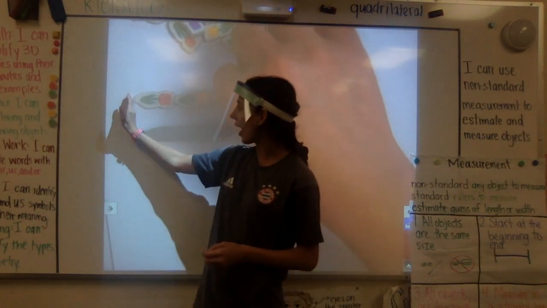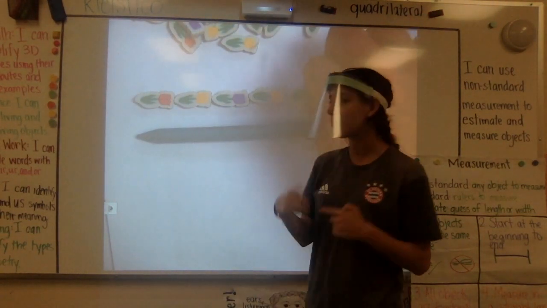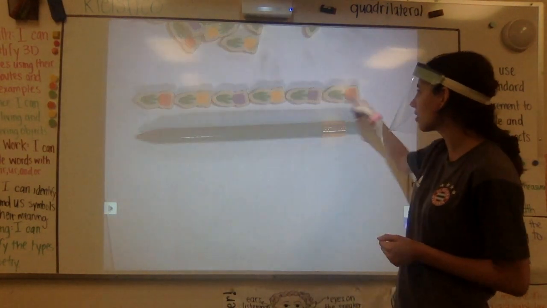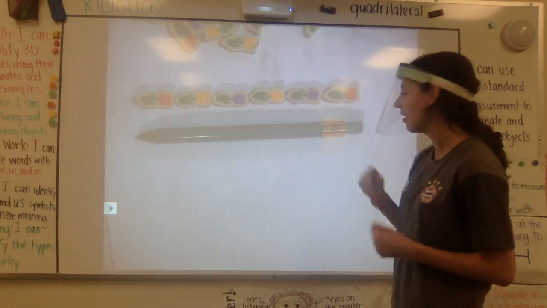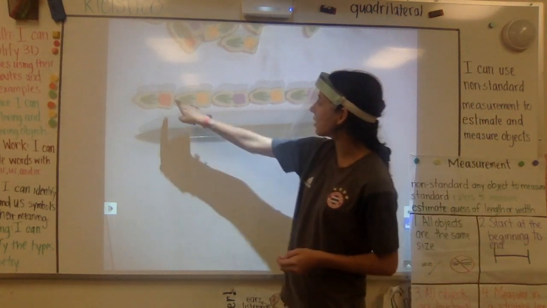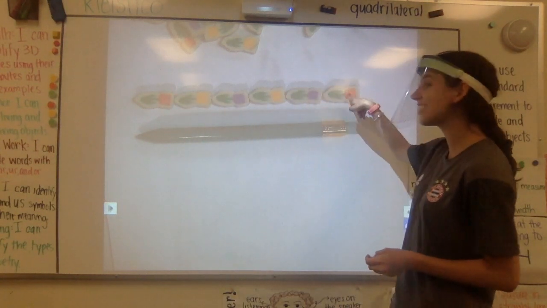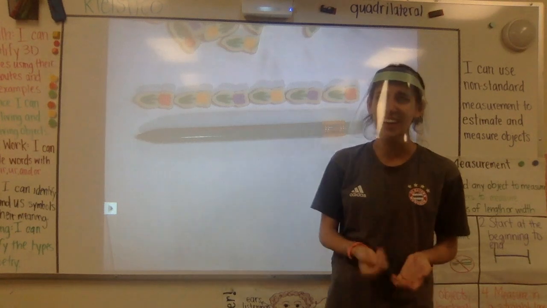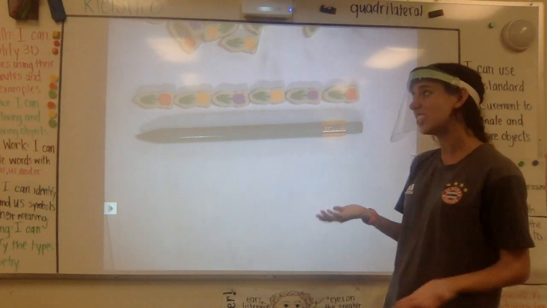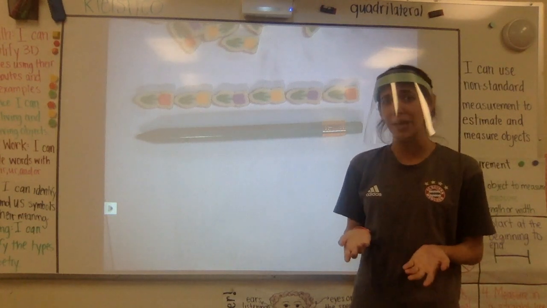I'm starting at the very beginning, making sure that they're touching, no gaps, no overlapping, all in a straight line from beginning to end. Now, let's see if my estimate was correct. This pencil is 1, 2, 3, 4, 5, 6 erasers long. I was 2 off of my estimate, but that's okay because I just took a guess, and I was pretty close.